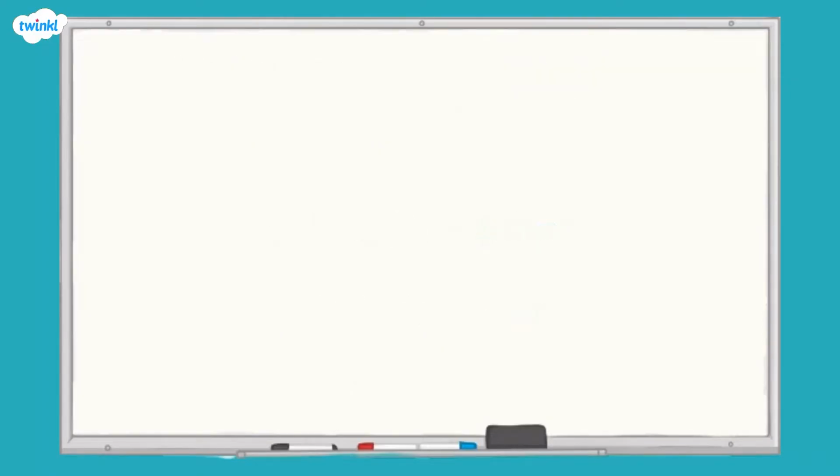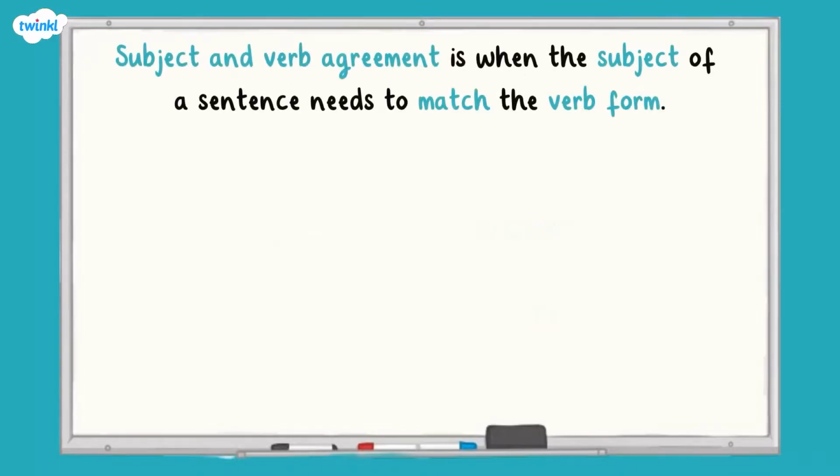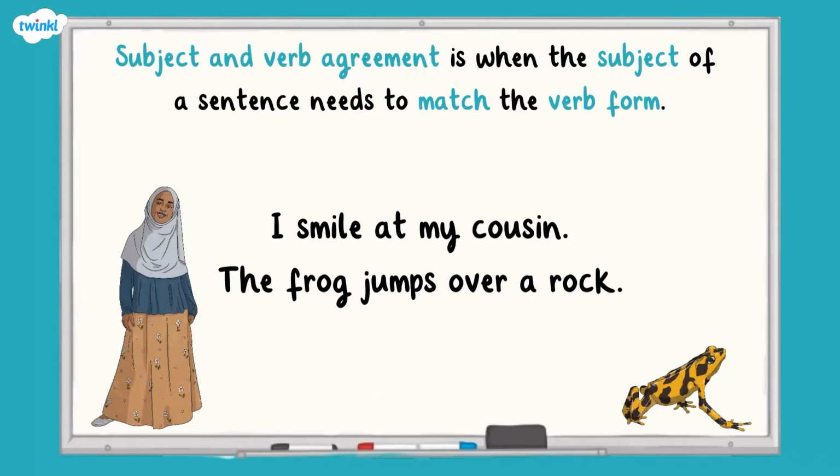Another thing that we need to think about is subject and verb agreement. This is when the subject of a sentence needs to match the verb form. For example, a singular subject, one person or thing, needs to have a singular form of the verb. For example, I smile at my cousin. The frog jumps over a rock.